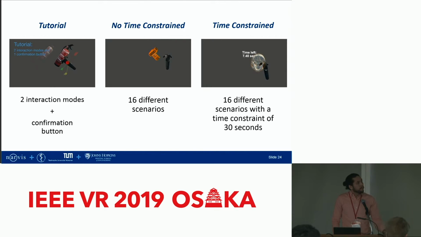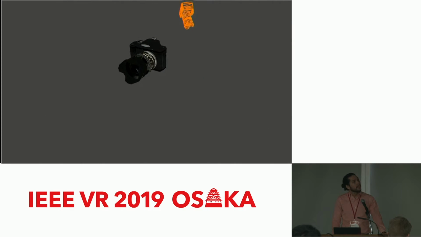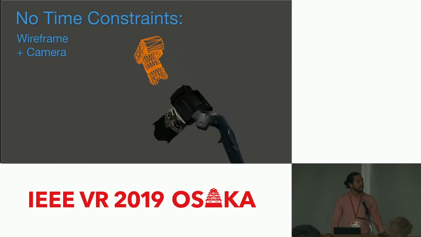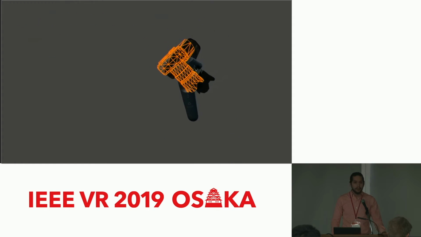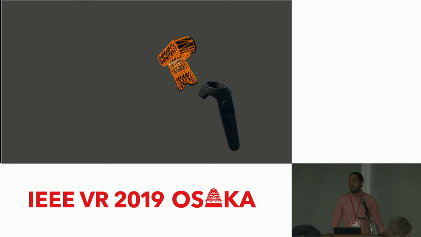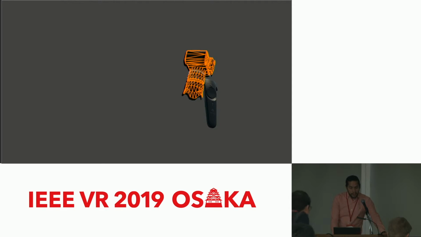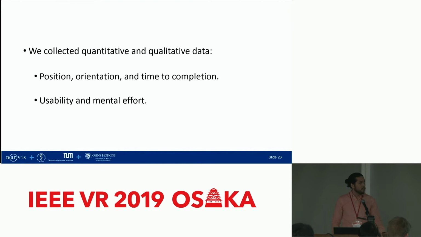And then for the testing scenario, we tried 2 different ones, one without time constraints and another with a time constraint. The users had to perform each task. They aligned 16 pairs of objects that correspond to all the possible combinations between the 4 objects and the 4 visualization techniques. And we collected quantitative and qualitative results. Quantitative in terms of position, orientation, and time to completion. And we also got scores for usability and mental effort.